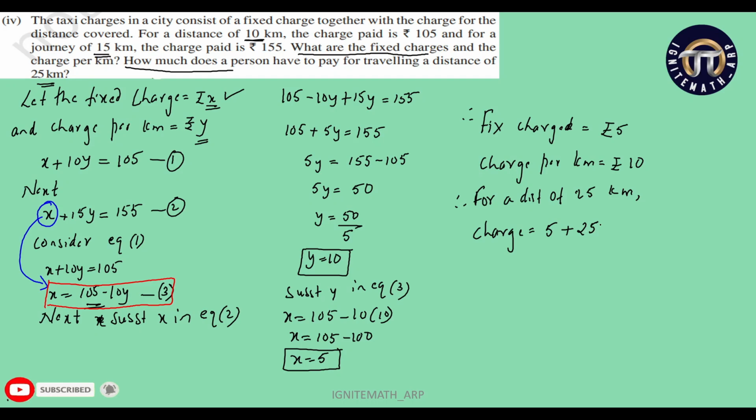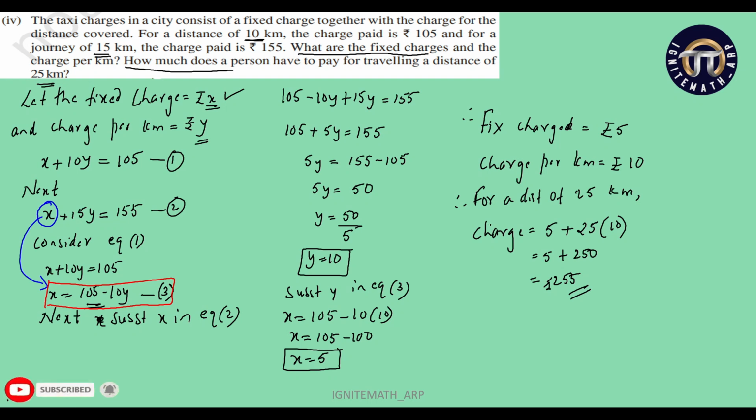25 kilometers he has traveled at 10 rupees per kilometer. So 5 plus 250, that is nothing but 255 rupees has to be paid for a distance of 25 kilometers. Is it clear children, all of you? Any doubt over here? Okay, only the thing is children, you need to frame the equation correctly.